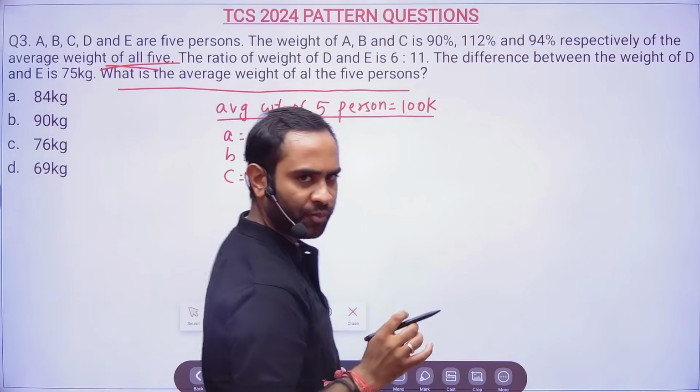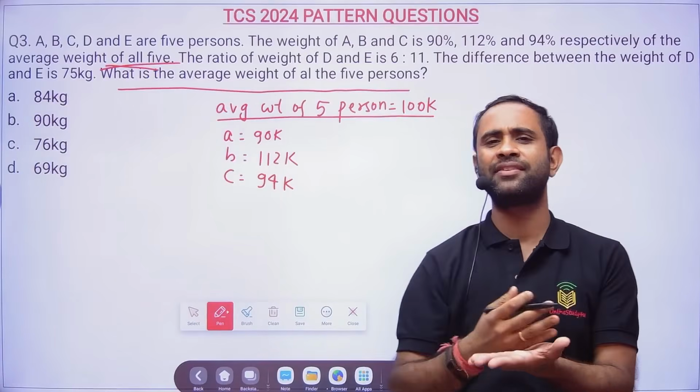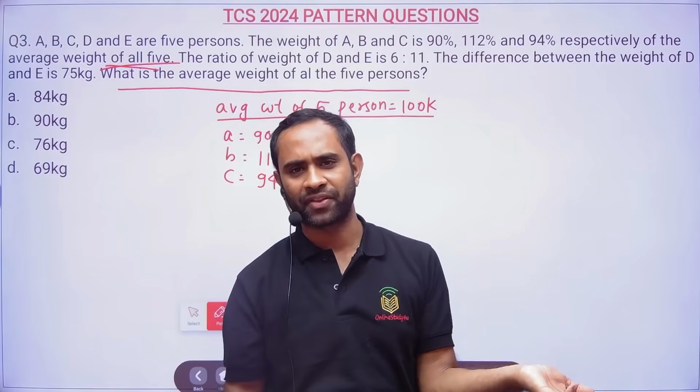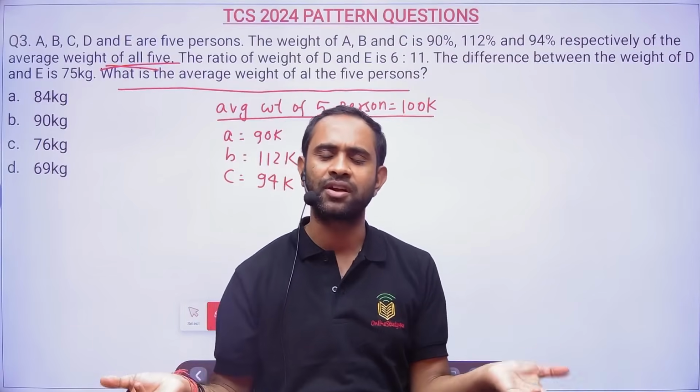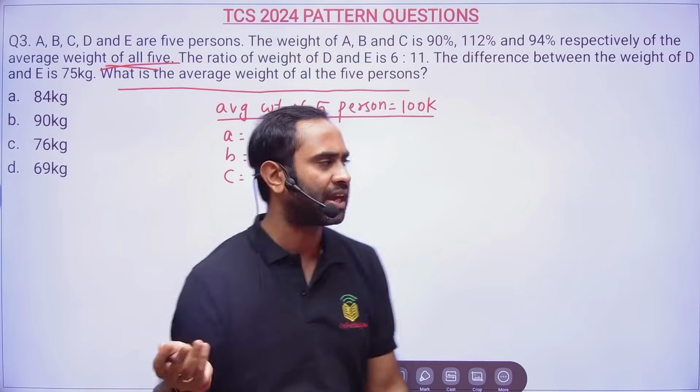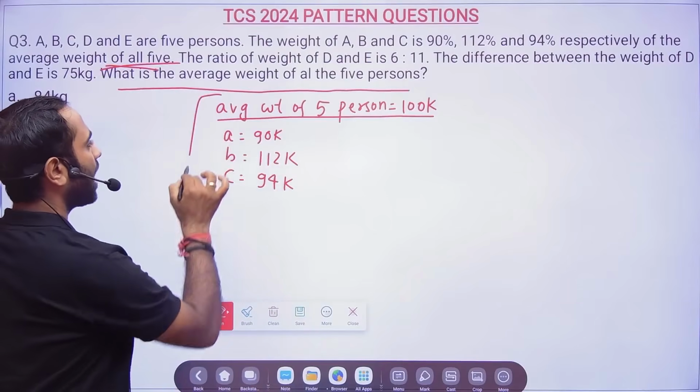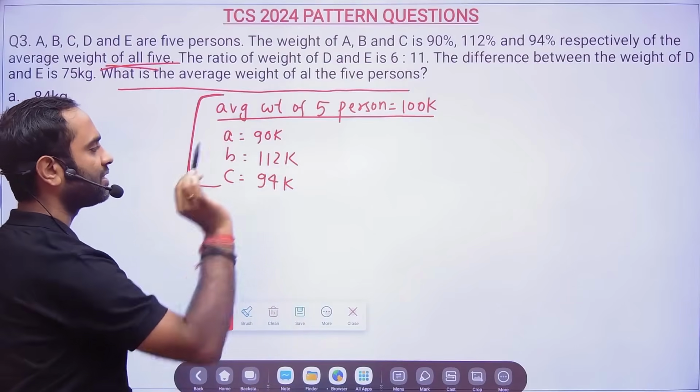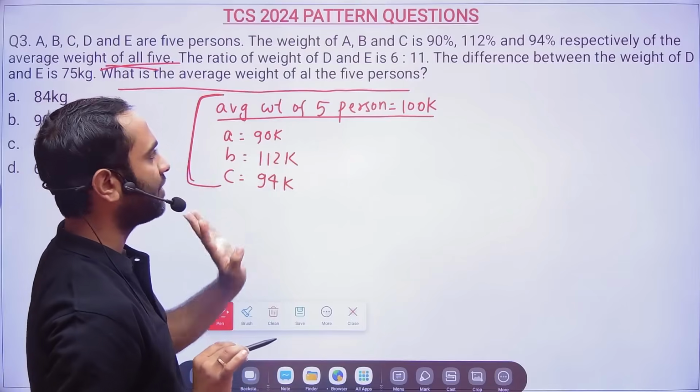See, when you are assuming 100, then it is very easy. 10% is 10, 20% is 20, 30% is 30, 40% is 40. It's very, very simple, right? So the average weight of 5% is 100k. So A, B, C values we have got.